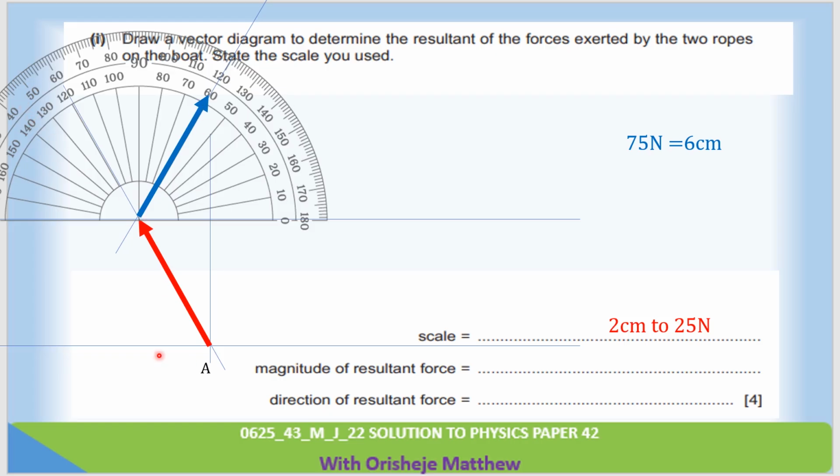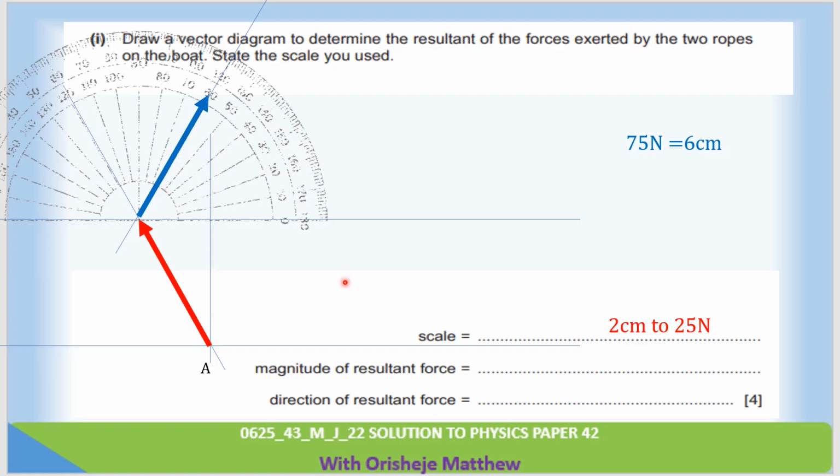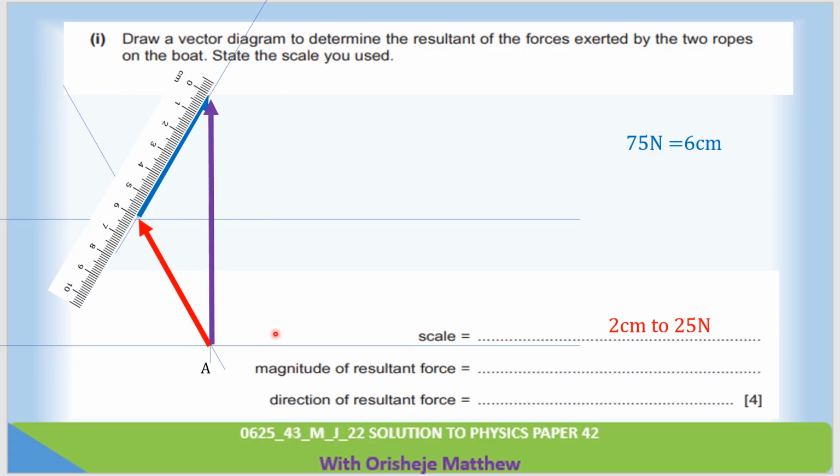So if you do that, then what is the resultant? It is a line that moves from the beginning to the end through the vertical. So you get that. So this is the resultant force. So let's see how long that is. If you look at it, it's giving us about 10.3 cm. Then remember your unit, 2 cm represents 25 units.